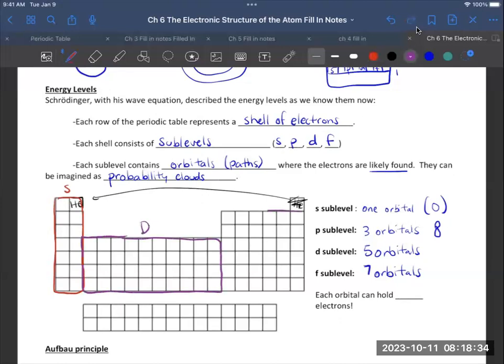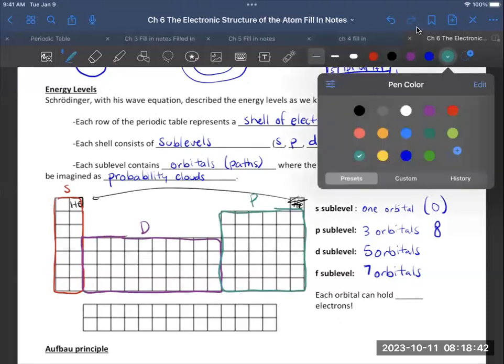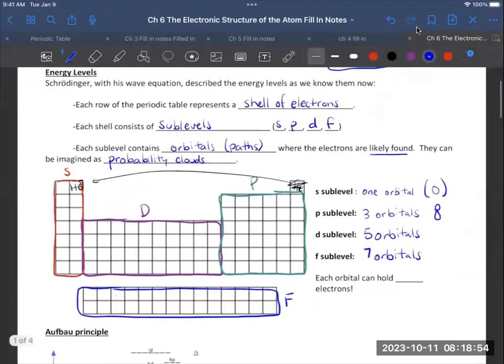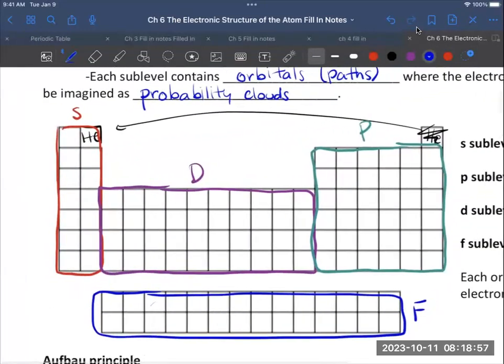And then the P's are located here. And then I need a different color. Let's do the F's are here. Okay. Another thing you should label is the numbers of the shells. So this is shell number 1, 2, 3, 4, 5, 6, and 7.